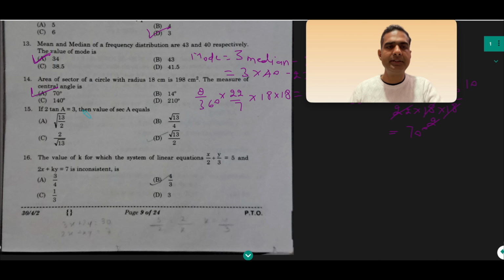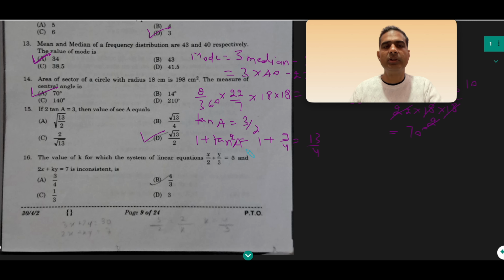Moving to question number 15. If 2 tan A is equal to 3, then the value of sec A. This is just a simple application of introduction to trigonometry. So from here I can say tan A will be equal to 3 over 2. We have to find out sec A. So we know 1 plus tan square A will be equal to 1 plus the square of 3 by 2, that is 9 by 4. If I simplify it, I will get 13 by 4. And 1 plus tan square A is sec square A. So sec square A is 13 by 4. So we can say sec A will be root 13 by 2.